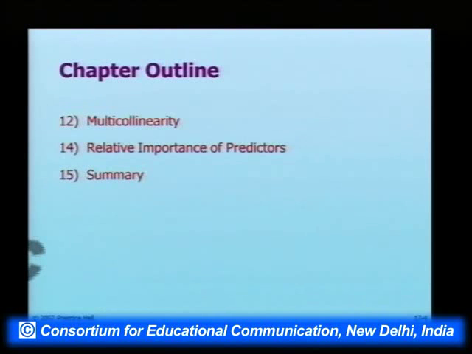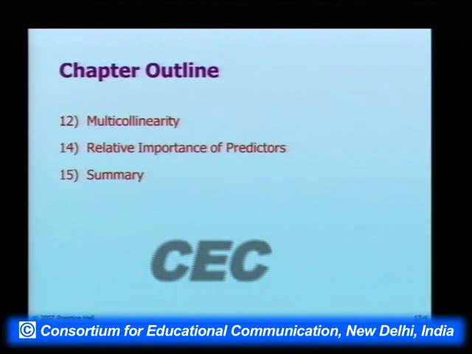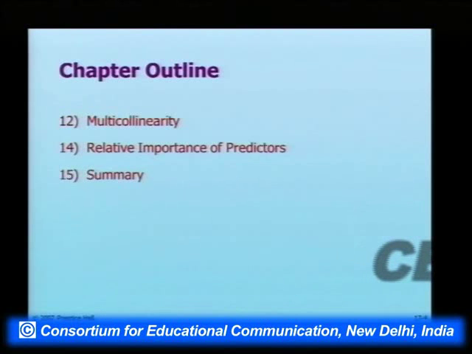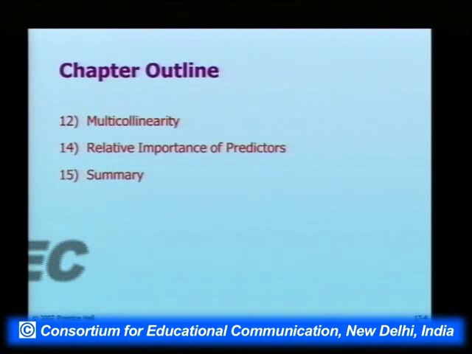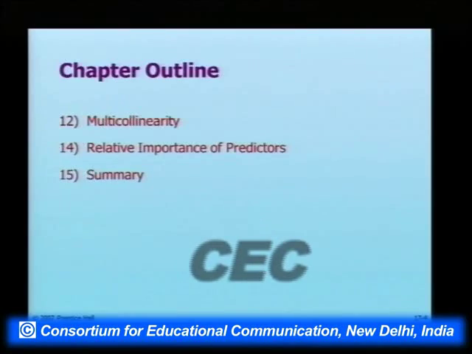Then we will talk about certain issues which we may encounter while doing regression, like multicollinearity, and how to deal with this type of multicollinearity and other issues. Then we will also talk about the relative importance of predictors. In the end, we will summarize what we discussed, what we tried to understand in today's lecture.